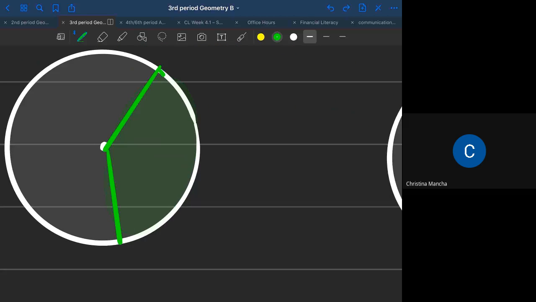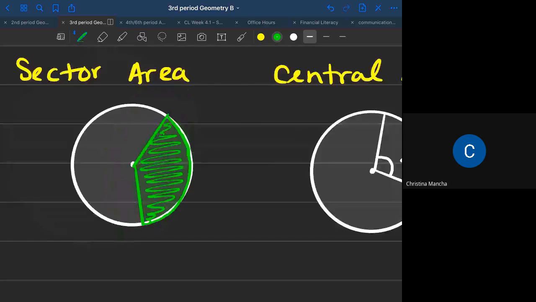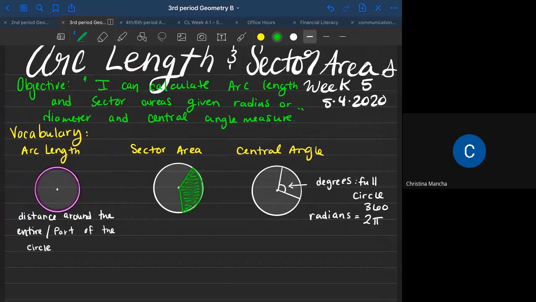And so my section is this piece here. I will be using area equals pi times radius squared, and that's for the entire circle. In order to find part of the circle, I'm going to be multiplying by the angle.